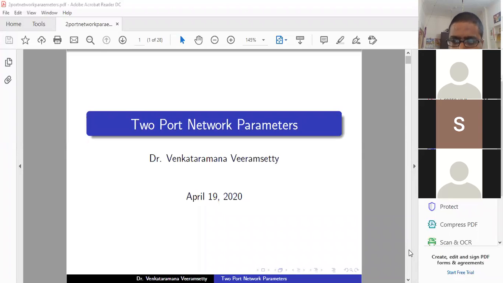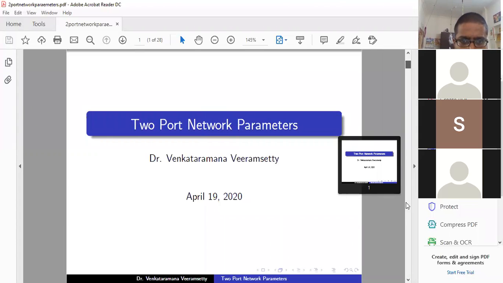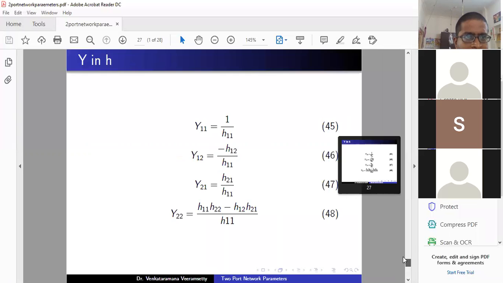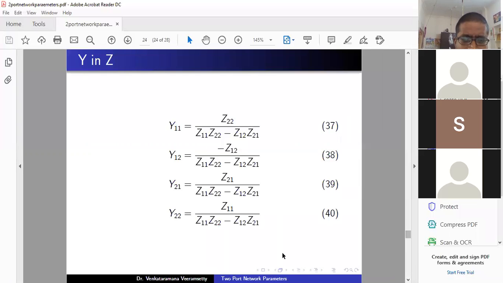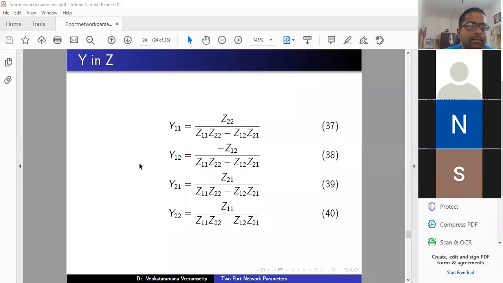Two-port network parameter slide. Are you able to see this one? Two-port network parameter slide. Yes. Are you able to see? Okay. Hope. Hope that you are able to see the screen. Is it okay, are you able to see this one? In Z, right? Yes. Right.